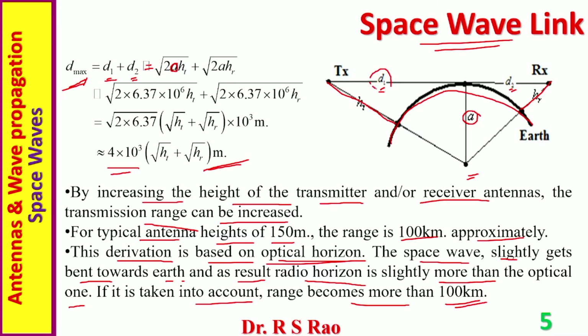This D1 is optical horizon. D2 is optical horizon. D1 is square root of 2a HT. D2 is square root of 2a HR. If we consider radio horizon, it is going to be more than 100 kilometers. Link range can be more than 100 kilometers, maybe 125 kilometers or so.